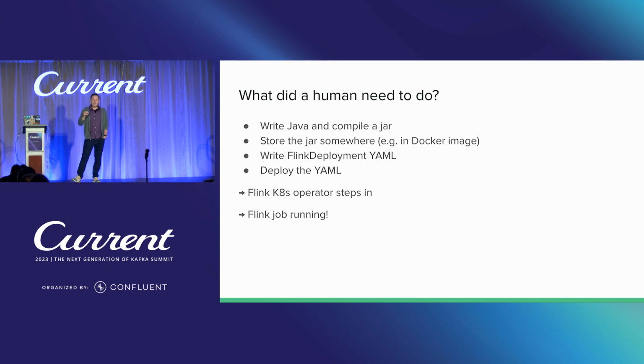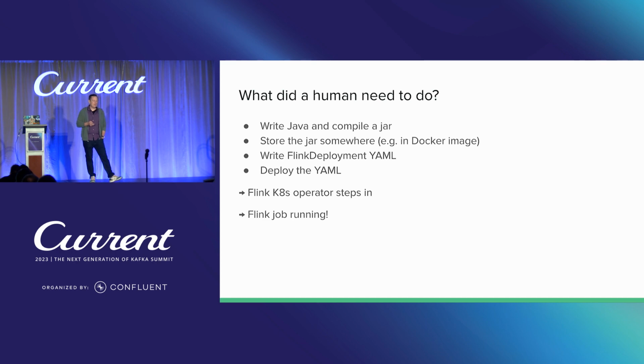what did a human need to do, based on what we can do today with off-the-shelf components, right? We had to write some Java, we had to compile a jar, hopefully that's not impossible. You have to store the jar somewhere. This is an open question, right? Usually, I see these jars baked into Docker images, but I've also seen them in Artifactory and that sort of thing.